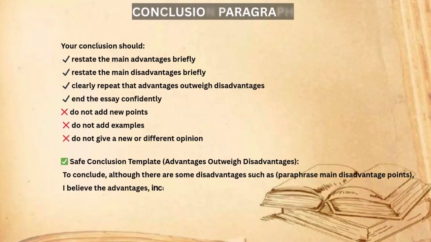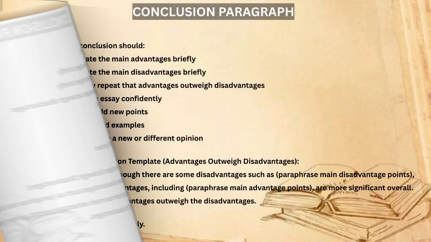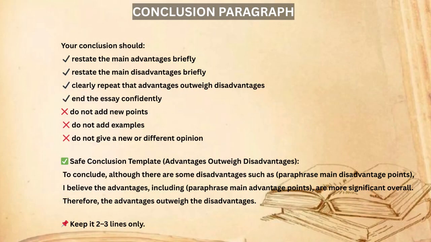Now let's write a strong conclusion. Your conclusion should restate the main advantages briefly. Second, restate the main disadvantages briefly. Third, clearly repeat that the advantages outweigh the disadvantages, and end confidently.